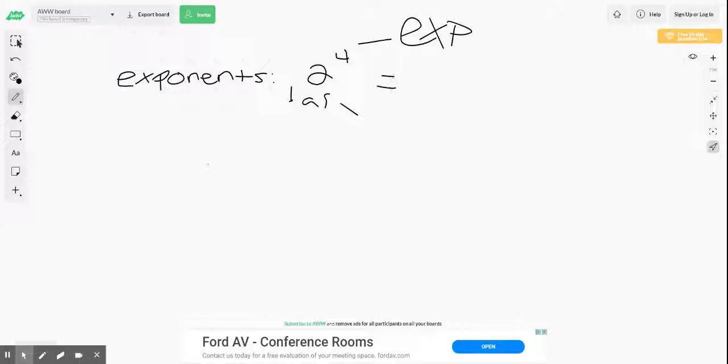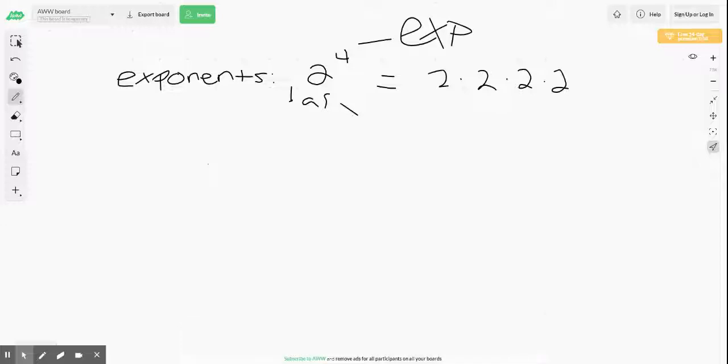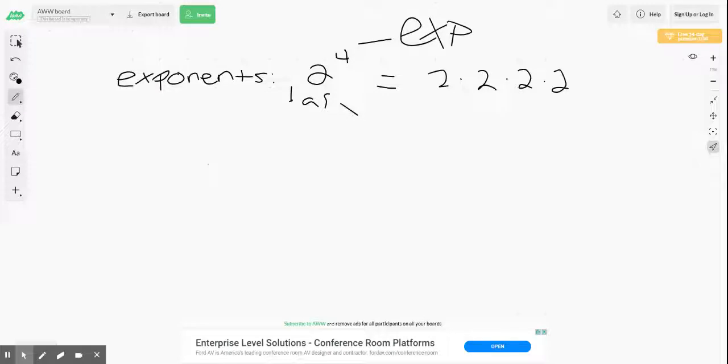So for example, this means that I would have 2 multiplied by 2 multiplied by 2 multiplied by 2, 4 times. So I have 4 factors of 2. So that's what it would look like if I were to expand it out. And if I wanted to calculate the value, then you would calculate the value of that. We are going to consider 2 rules that we want to talk about today.